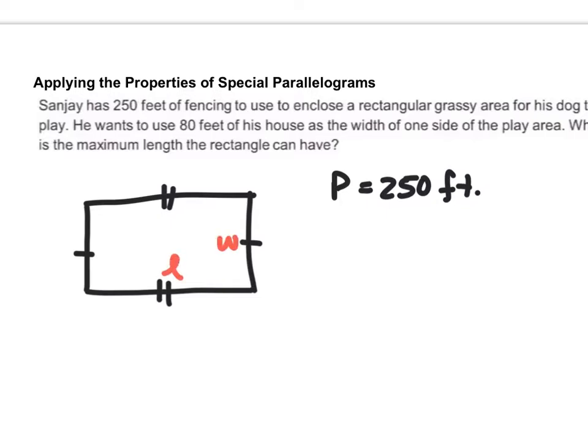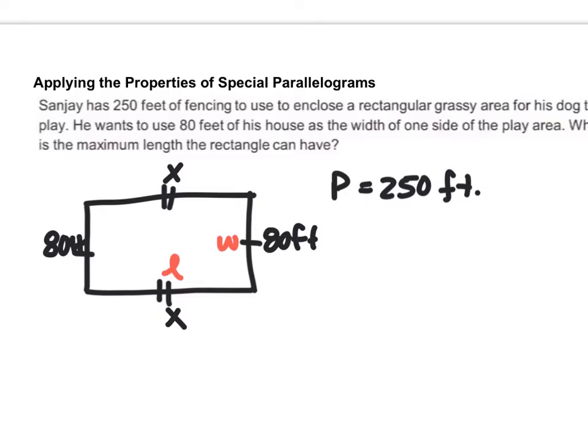It doesn't matter which one you choose to label those, but the width is going to be x, the width is going to be 80 feet, okay, and then the length is going to be x, all right? And what we know is that this length is also going to be x, and this is also going to be 80, okay, 80 feet.